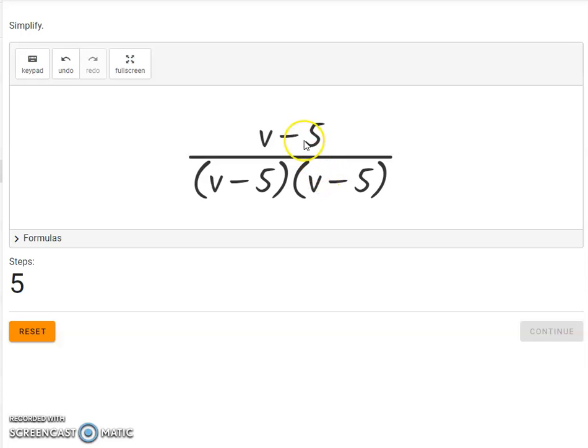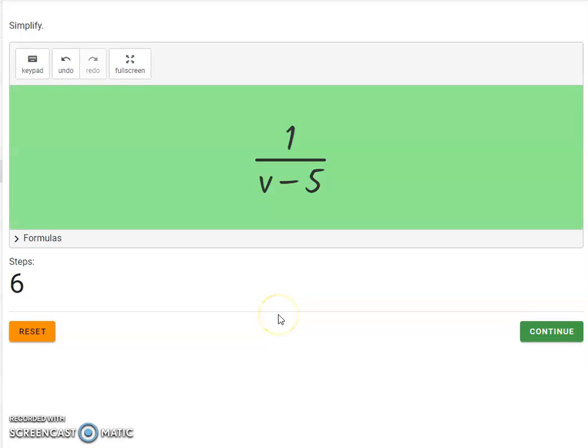And then again, we have v minus 5 over v minus 5. So if I put one on top of the other, that's going to be a value of 1. So I end up with 1 over v minus 5. Again, v can't be 5 here because 5 minus 5 is 0, and 1 divided by 0 is not doable.